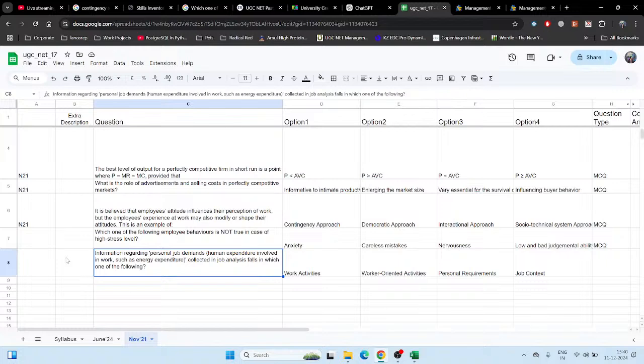Worker oriented activities, true, but these are not like worker oriented activities. I believe there has to be an action which is directed towards the worker. Externally, there is an activity that is directed towards the worker. So worker oriented activities, like a worker is working. So let's say worker oriented activities is they give a workshop on how to improve productivity. That is worker oriented activities.